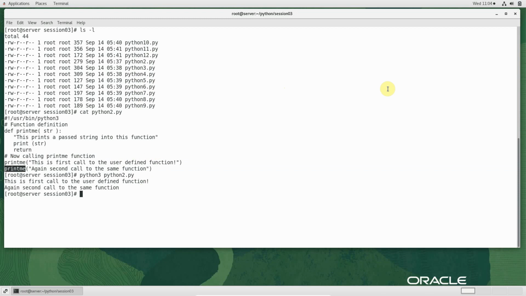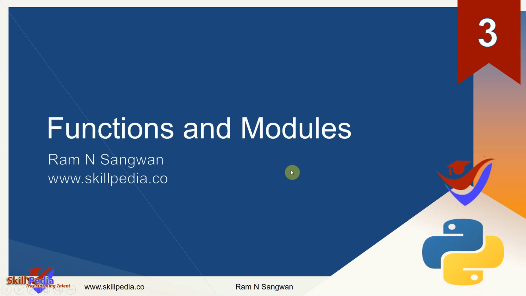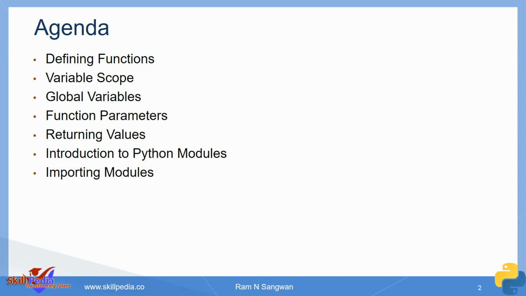Now let's get into the concept where I'll explain the other programs as well, because the screenshots are taken and the output is also taken. So session 3, functions and modules. What you will learn at the end of this session: definition of functions, defining functions, variable scope, global variables, function parameters, returning values, introduction to Python modules, and importing the existing modules. Basic concept, but useful concept, because this is how slowly and steadily we are building Python.